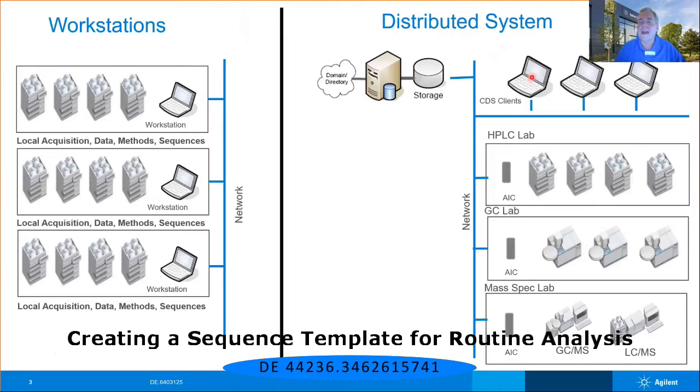Also, because all of these instruments are connected to a centralized storage location, all of the information from all my LCs, my GCs, my GC and LC single quad mass specs is going directly to this central storage location. That means I can go to any CDS client anywhere in my infrastructure, and I can look at and do either data acquisition or data analysis from any of these CDS clients. Well, what are some of the benefits of having this type of distributed architecture?